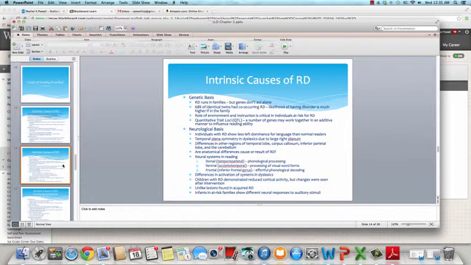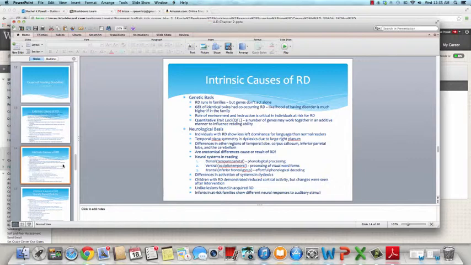The role of environment and instruction is critical in individuals at risk for disabilities. Because if genes acted alone, then more like 80 or 90% of the children who were identical twins would all have reading disabilities. And so environment seems to play a large factor in it.